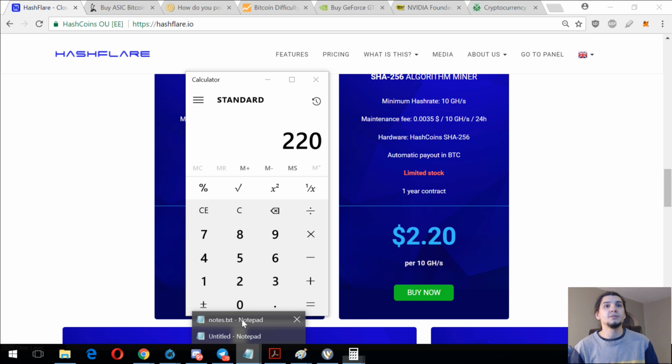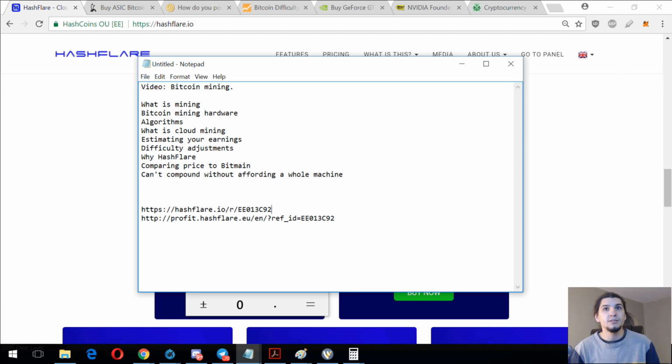Let's write that down, right? Let me just write that down, guys. So Hashflare price, HF price per TH. TH for terahash, okay? Or it's actually terahash per second, so TH/s. Okay, let's write that down.